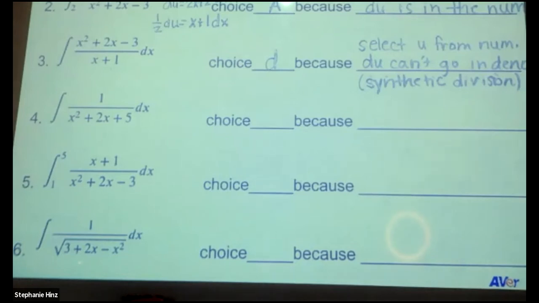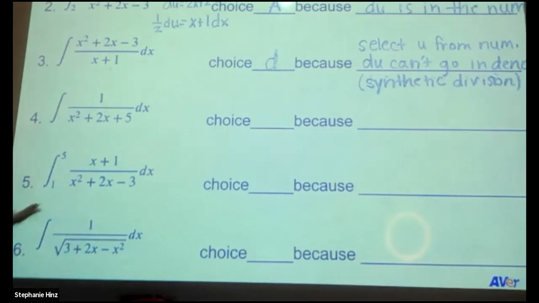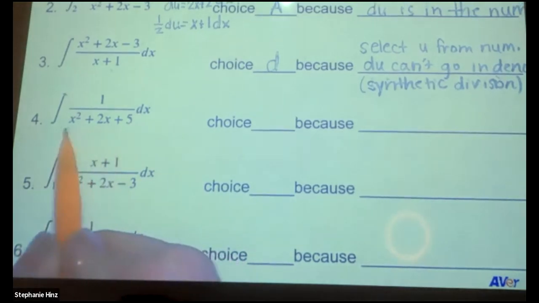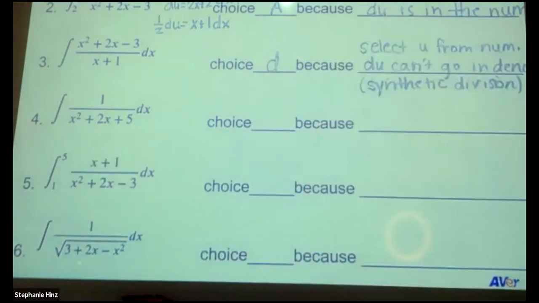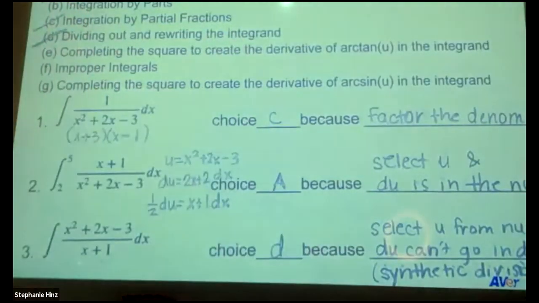Number 4. So number 4, if you glance at that one, again, we're using basically a polynomial on the bottom. So if you picked your u, your du isn't anywhere in the problem. So that's not going to be a good candidate for U substitution. And by the way, we've already used it, and we can't use it more than once. So we've used C, and we've used A, and we've used D.